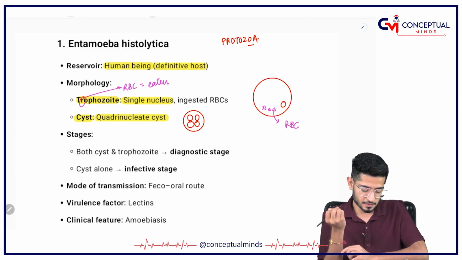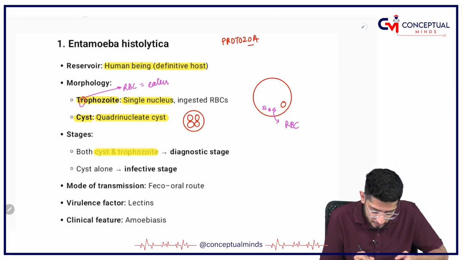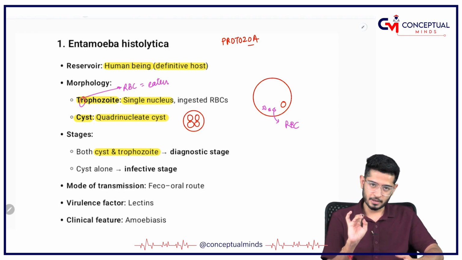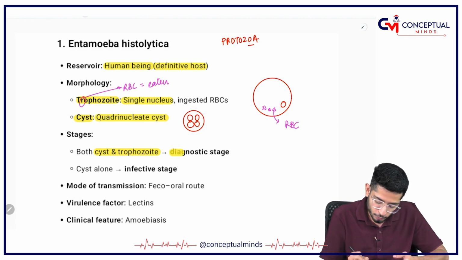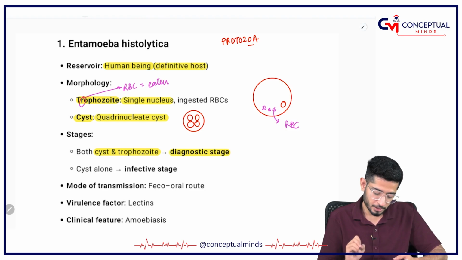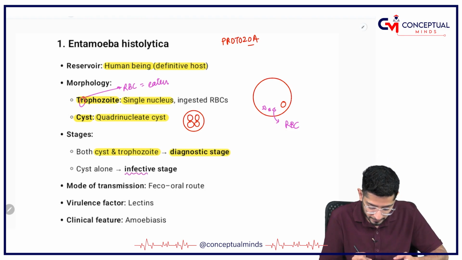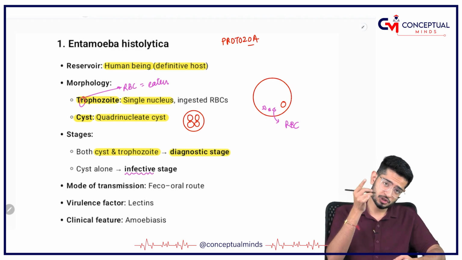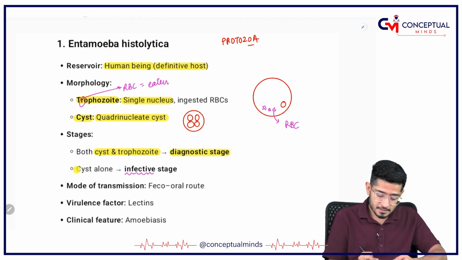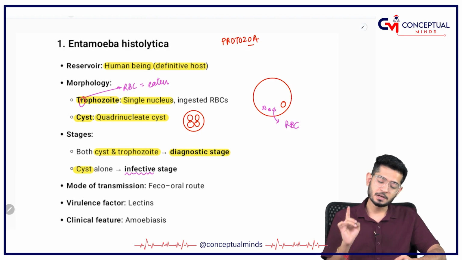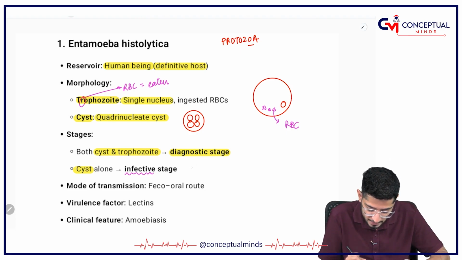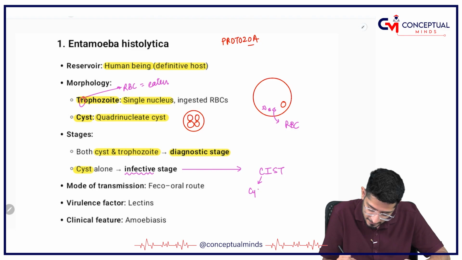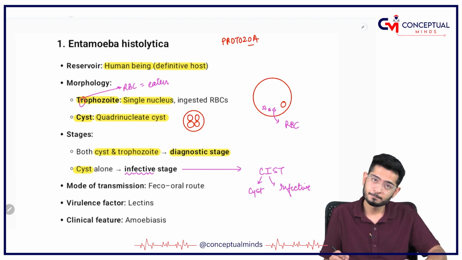So what are the stages? Both cyst and trophozoites will be found in the human blood, so both of them are the diagnostic stage. But remember, if you talk for infective, that means the stage which is coming into humans, it is the cyst alone. So cyst is the infective stage. You can remember the spelling like this, CIST: C for cyst and I for infective. Okay, you got it? Good.